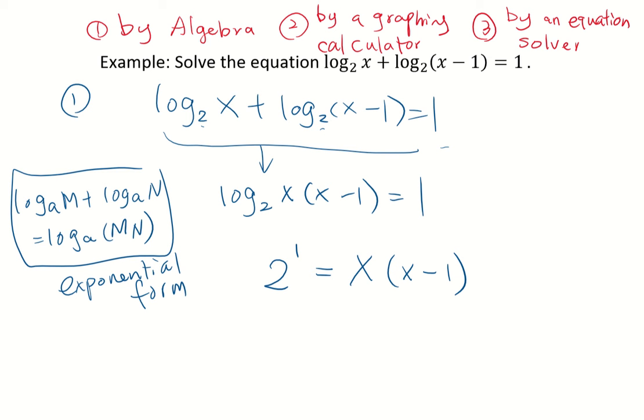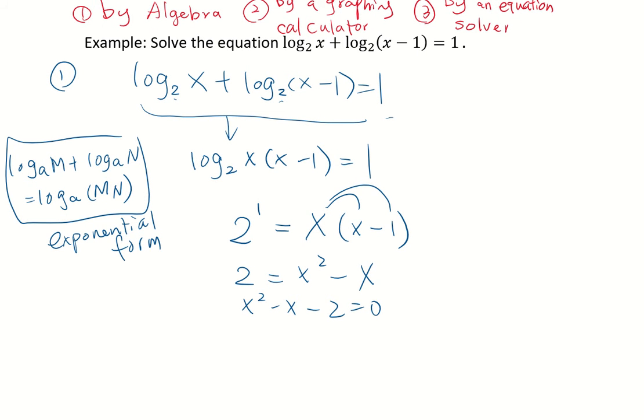Now we turn this equation into a quadratic equation. Distribute here: 2 equals x squared minus x. Move the 2 over: x squared minus x minus 2 equals 0. And then solve this equation by factoring. You have x plus 1 times x minus 2 equals 0. Two possible solutions, let's be precise. One possible solution is -1, and one possible solution is 2.